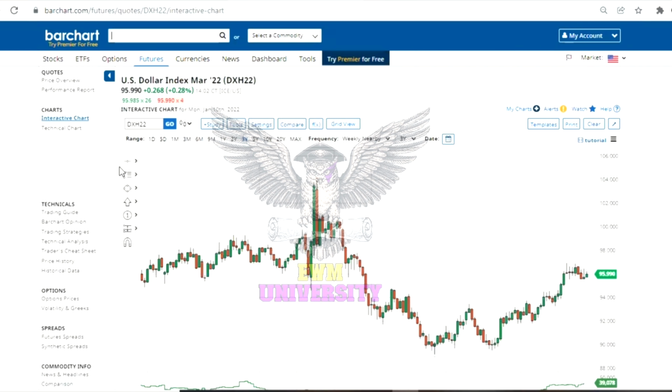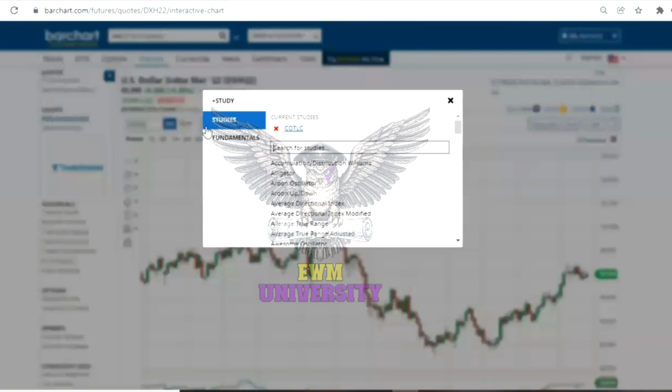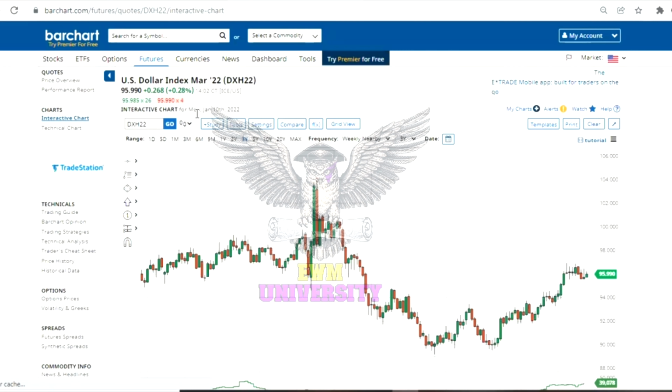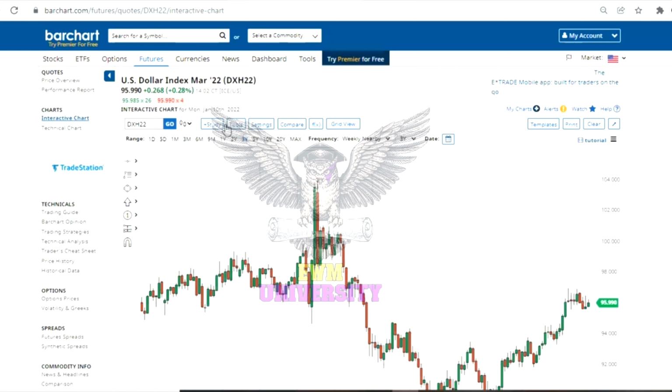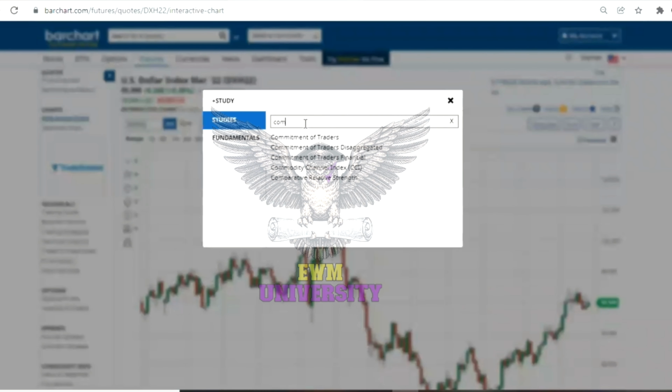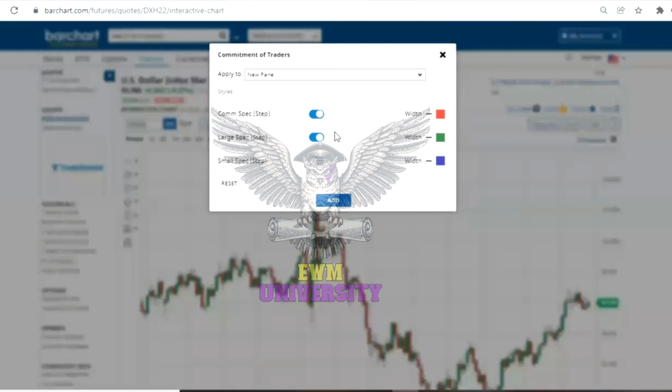All right. So you have a chart pulled up, and it should already be here for me. But over here, you would select study. Here, I want to show you guys. You would find where it says US dollar index, March 22 contract. You would want to find this button and select plus study. And then you would type commitment of traders. You're looking for the commitment of traders chart.